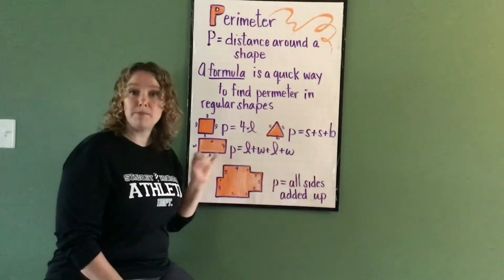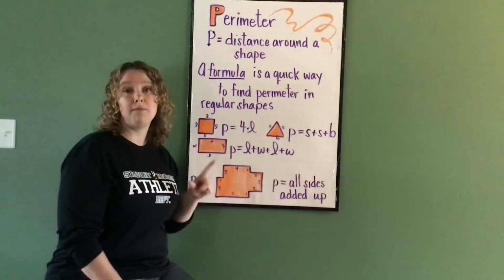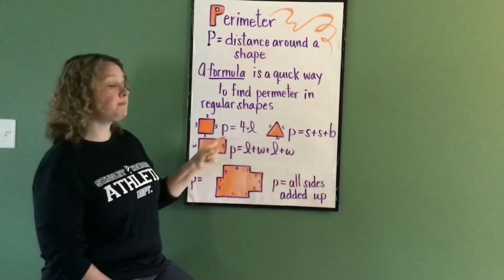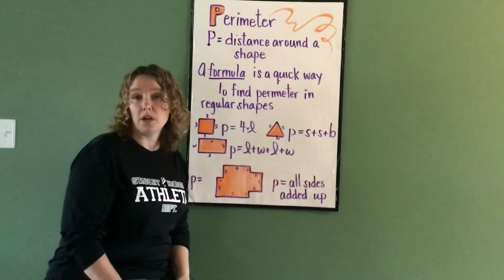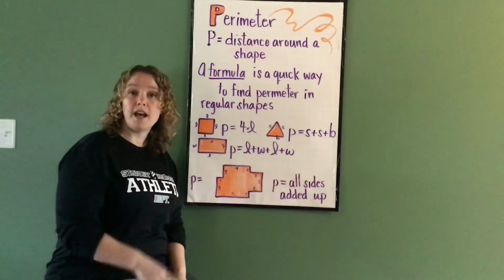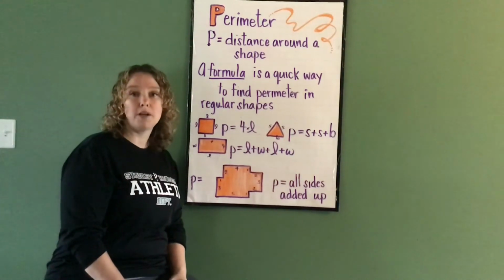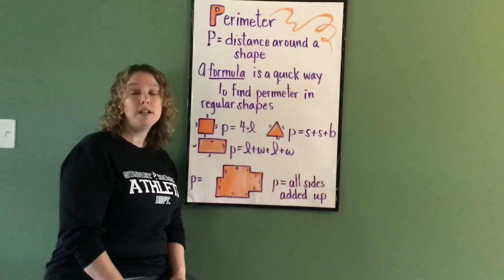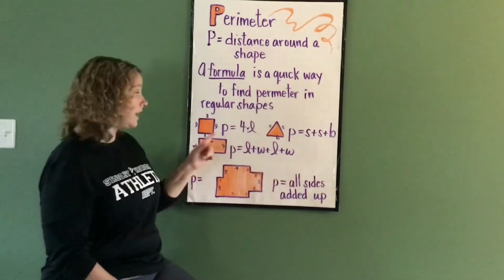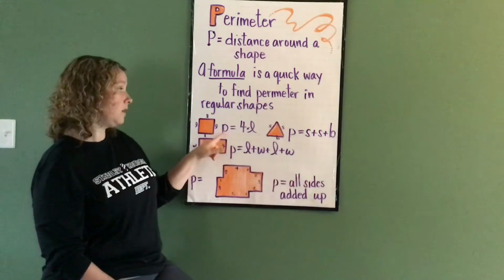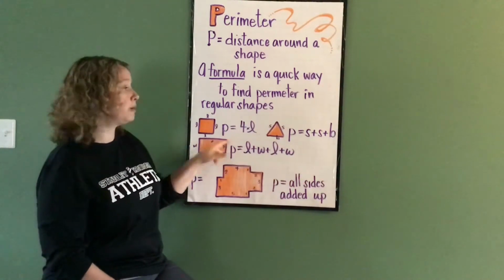So for squares, because all the sides are the same length, you just basically have to multiply it by 4. So if one side has a length of 2 centimeters, then you just go 2 centimeters multiplied by 4 is 8 centimeters. Okay, and that's your perimeter. And you always show it with a P in front, which stands for perimeter.